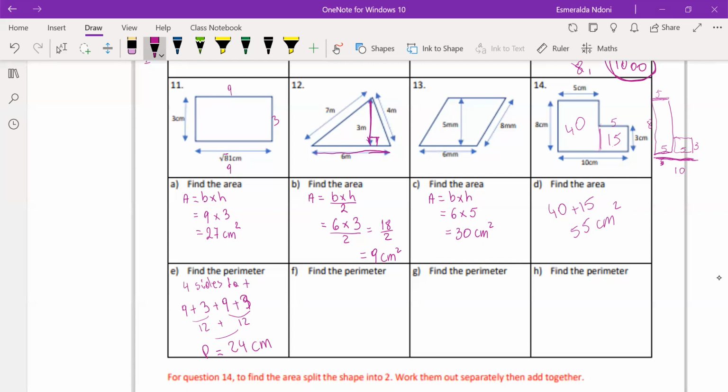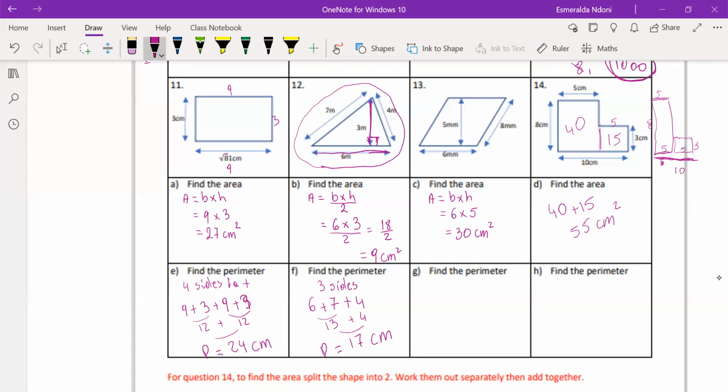Question 12. I have a triangle. It's asking me to find the perimeter. A triangle has 3 sides, so I need to add 3 numbers, no more. I go around, I start with 6, and I collect these numbers all around. So 6, add 7, add 4. 6 add 7 is 13, add 4, that's 17 centimeters.